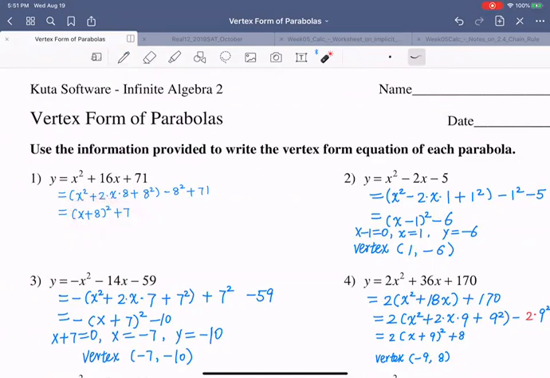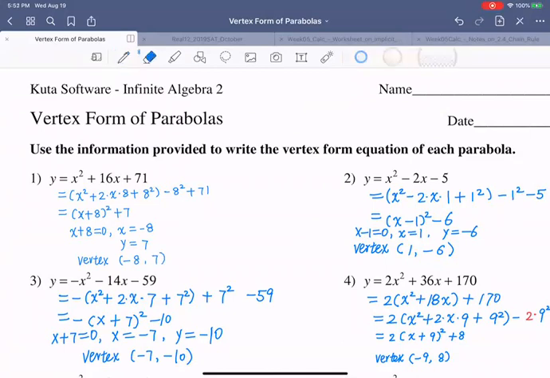This is a vertex format. Now vertex. How do you get the vertex? You want to make this guy to be 0. So then it's x plus 8 equals 0, so then x equals negative 8. And then that means that y equals 0 plus 7, so 7. So you write down vertex negative 8, comma 7.